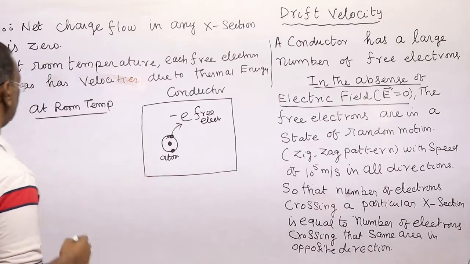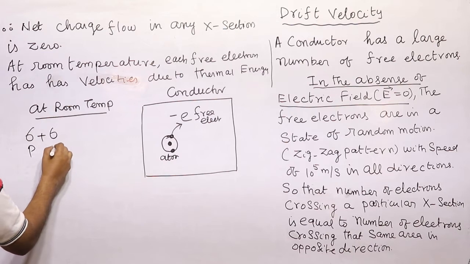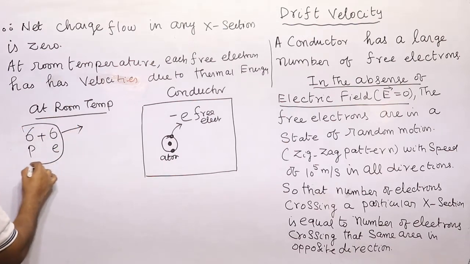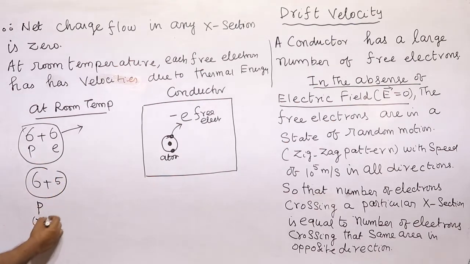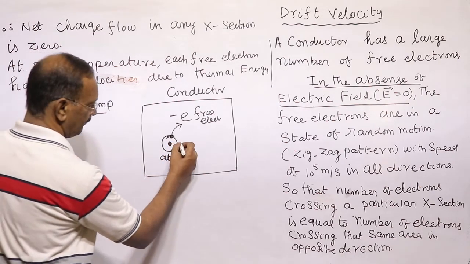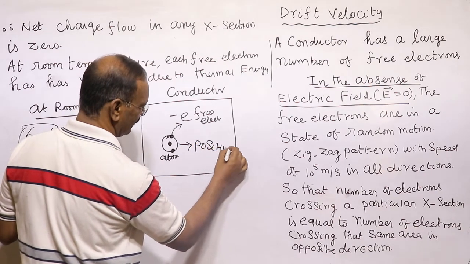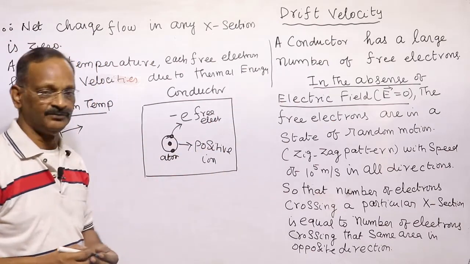Now let us assume there are 6 protons plus 6 electrons. One electron has gone out of the atom. It means now it will be 6 protons and 5 electrons. It means the number of protons, that is positive charge, is more than the negative charge. So this has become a positive ion. The atom becomes a positive ion because it has lost one electron and the electron becomes a free electron.